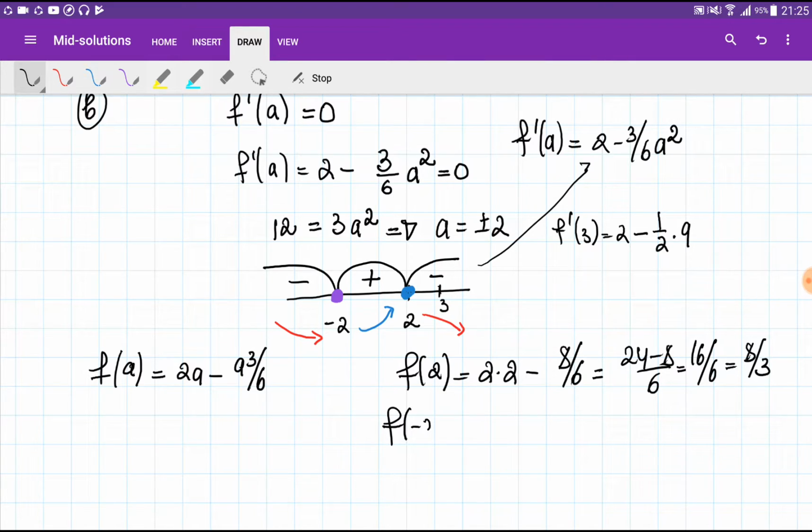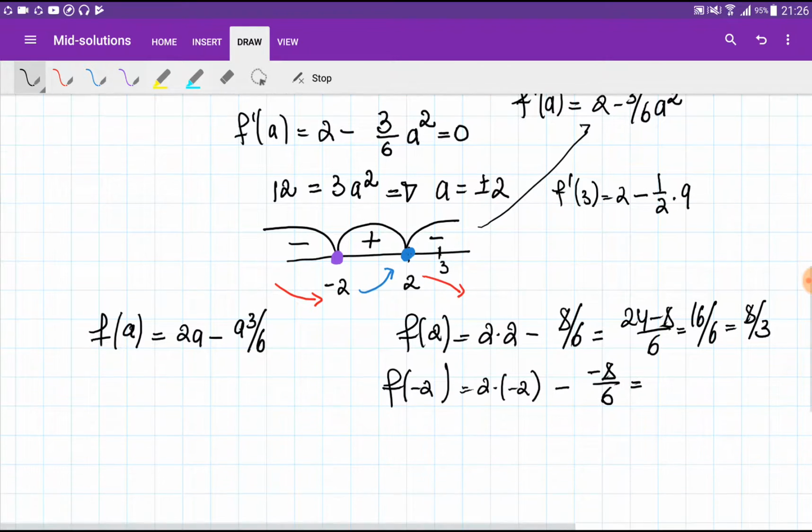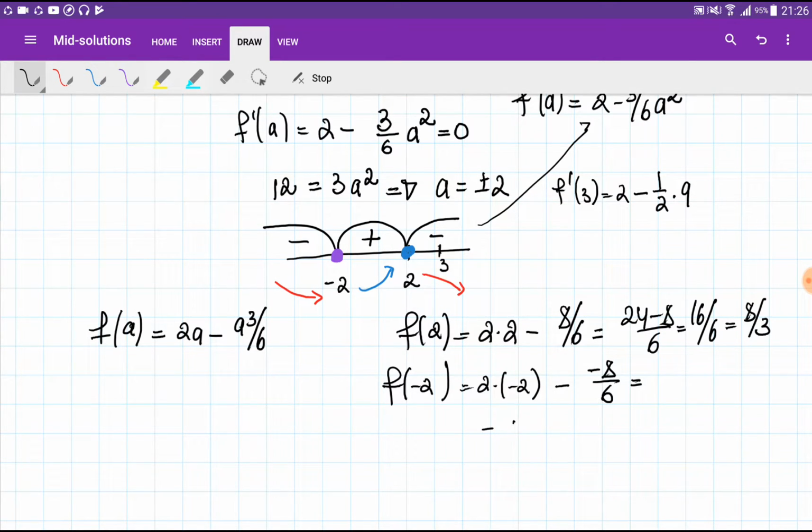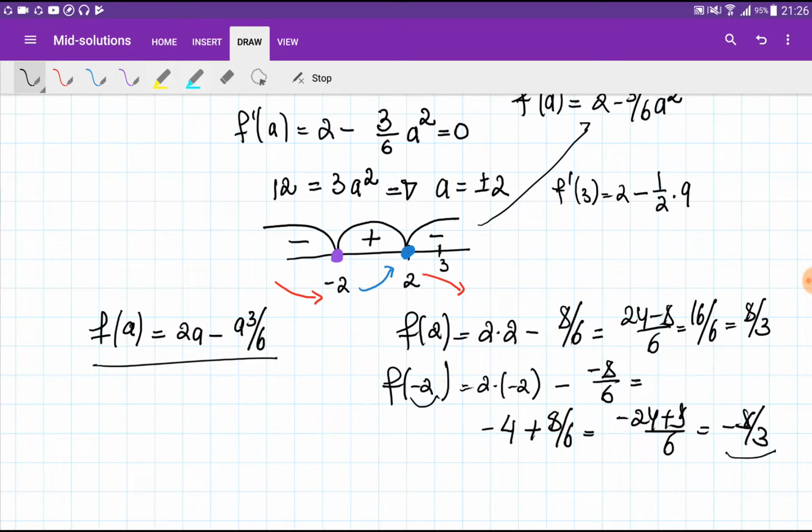At that point it is the local maximum. And the local minimum is 2 multiplied by minus 2 minus minus 8 divided by 6, right? So this will be minus 4 plus 8 over 6, right? So this will be minus 24 plus 8 over 6, or minus 8 over 3. So the local minimum of this function is equal to minus 8 over 3. It reaches its local minimum at minus 2. The local maximum of this function is equal to 8 over 3.